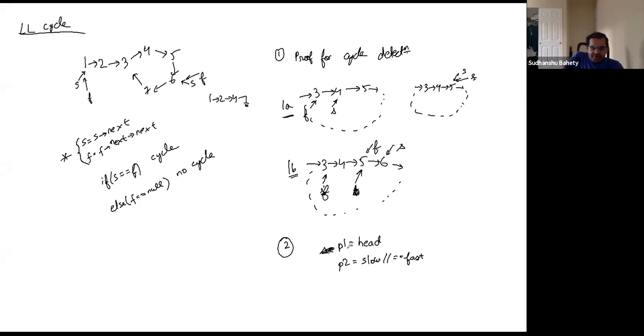This is the point of intersection where they both met, and you run a loop where you do P1 = P1 arrow next, and you also do P2 = P2 arrow next. So you run a new loop where you increment both the pointers by one, and if P1 is equal to P2, we say this is the beginning of the cycle.